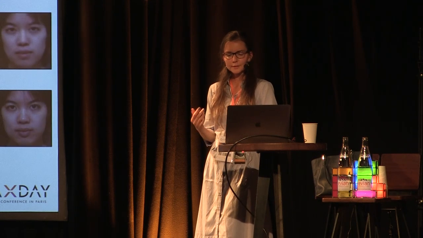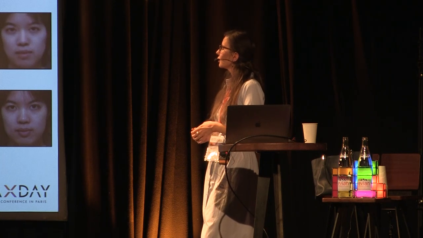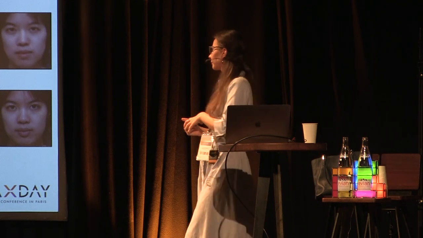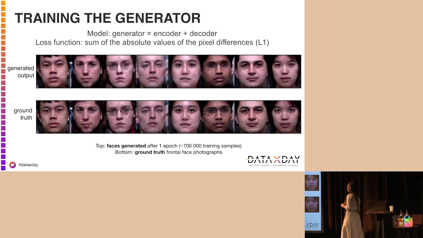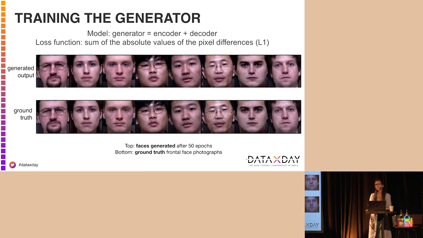Here are some faces that I generated using this architecture of the generator that I explained. The loss function I'm using here is L1. I didn't put the inputs here, but basically we're comparing the generated output to the ground truth. These are the faces that are generated after a single training epoch, so after we have passed through our 700,000 images once. They definitely start to look like people early on. They're quite blurry at this stage. Let's see what happens after 10 epochs. They look better. 50 epochs, again, they look better.